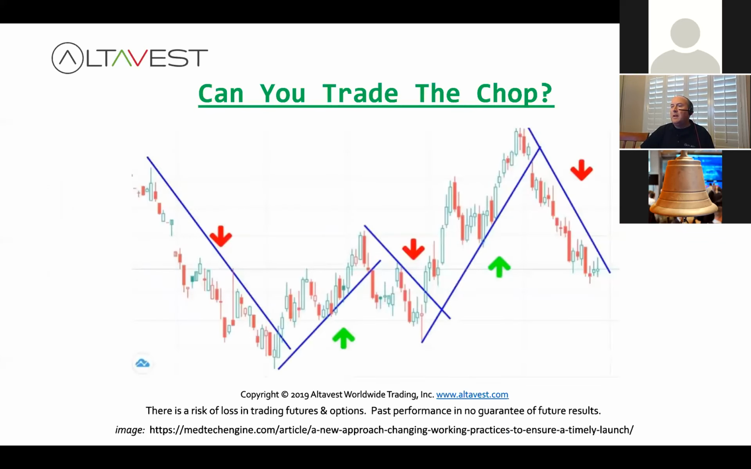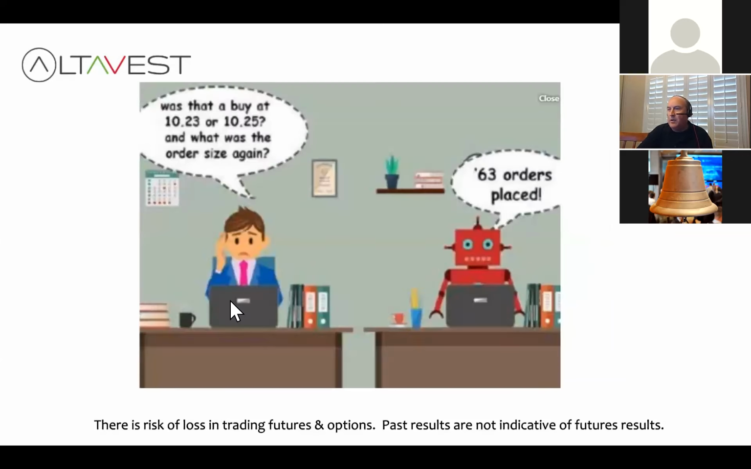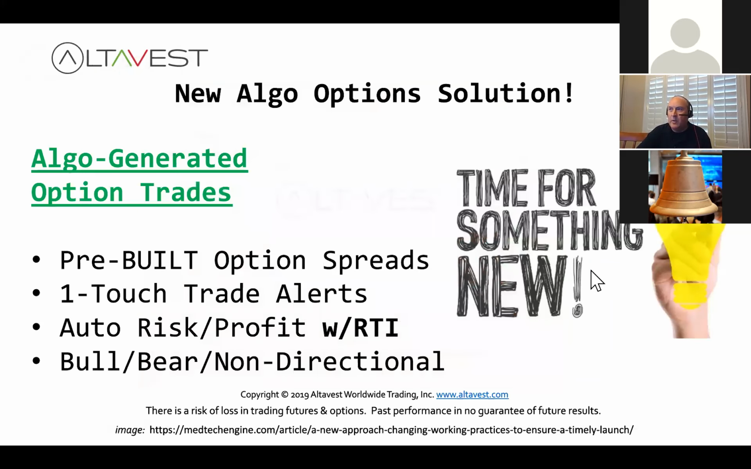And we're going to look at how to trade the chop. That's what we call the chop or the chop bucket. Being able to sell these highs and buy the lows, that's really not something we're going to look at today. We're going to look at a different approach, and it's a process. You don't want to trust your gut like that fly and end up in the jaws of a Venus flytrap, or end up like this poor chap here struggling with what trades to make. We're going to use some automation, some algos, and some technology to help us along the way.